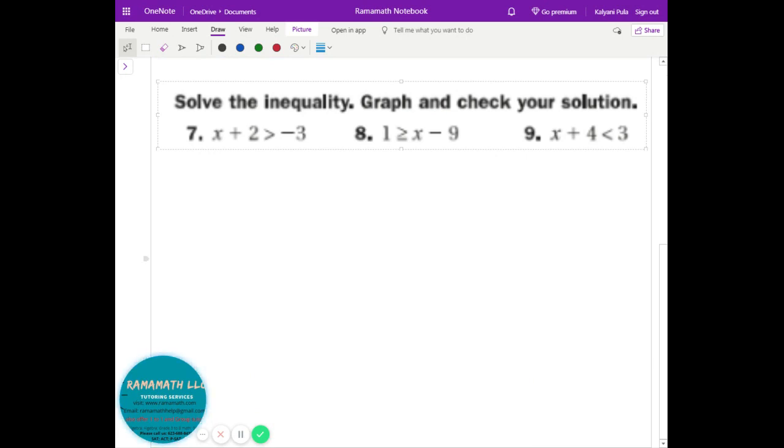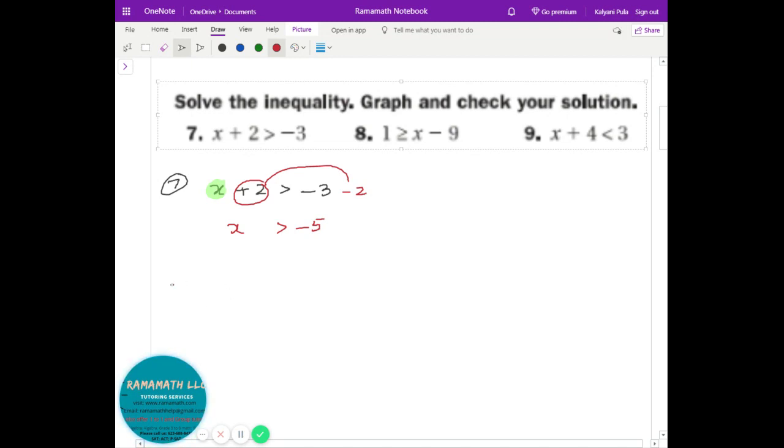Let's try these questions. I want you to draw the number line to solve it. First solve it, and then we can draw the number line. Take the first inequality, number 7: x plus 2 is greater than negative 3. Just like equations, you keep the x, then if you have plus 2, send it to the other side. So when I send it to the other side, this plus 2 becomes minus 2. So now I'm left with the x here and greater than negative 5. So x is greater than negative 5.